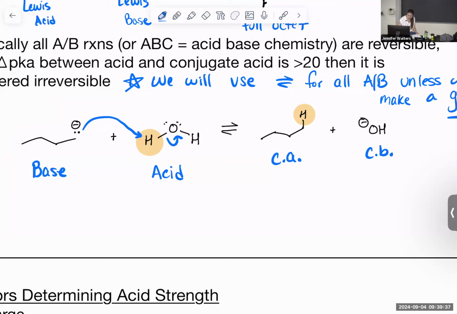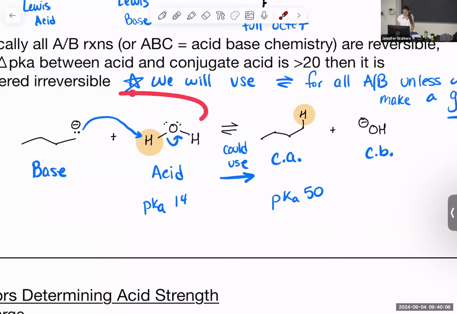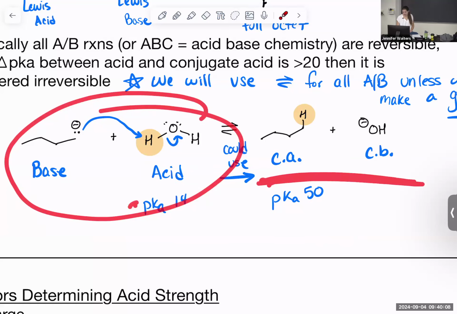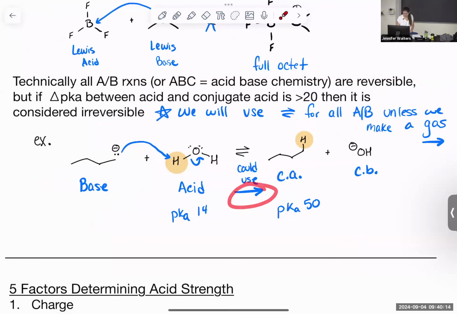So we're actually going to use that forward arrow because the pKa of water is 14. The pKa of our alkane, which is what this is going to be, is 50. That is a massive difference in our pKas. That's saying that as soon as that carbon takes that hydrogen, it does not give it back up, not readily. We're not going to see essentially any of this original starting material. It's going to go almost entirely to this. So you could use the forward arrow.